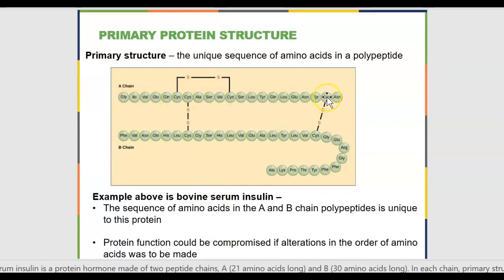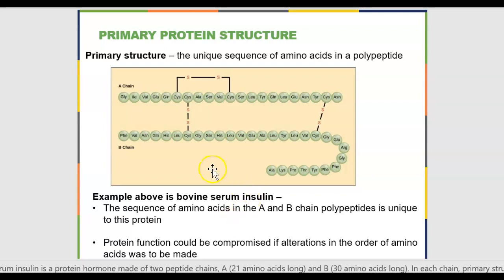Now, this example is showing that there are actually 2 chains. There's one at the top that says it's the A chain, and the one at the bottom is the B chain. The purpose of this is to show that these amino acid chains or polypeptides can be formed like this by the cells, and then as they're forming, they can actually link together. So here you can see this linkage, and they're showing that this is an example of bovine or cow serum insulin. So a cow would produce this type of structure for insulin.